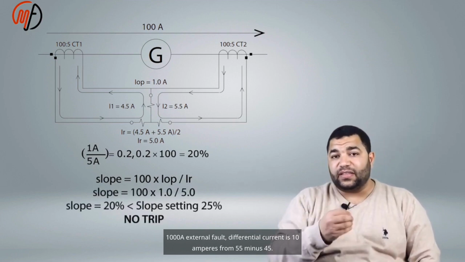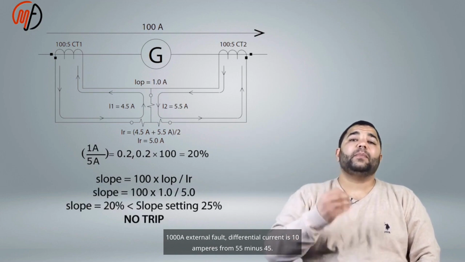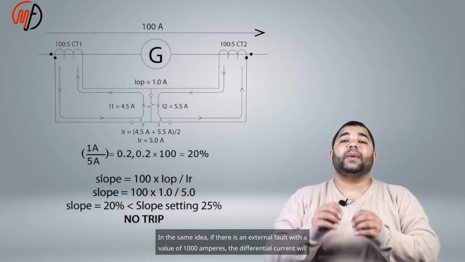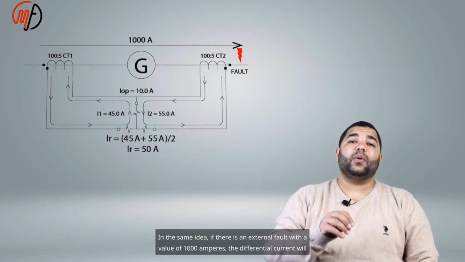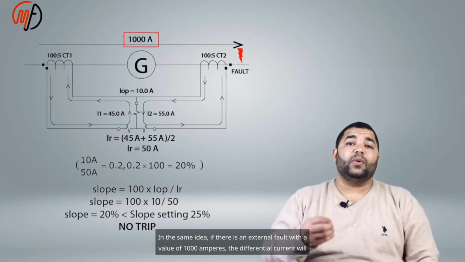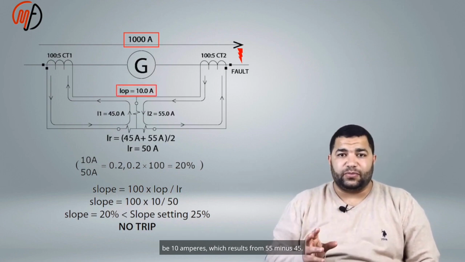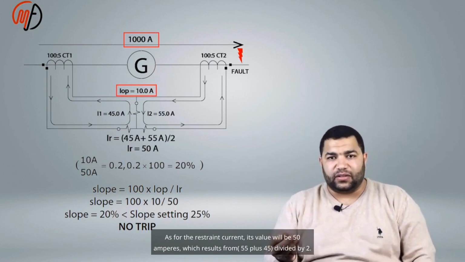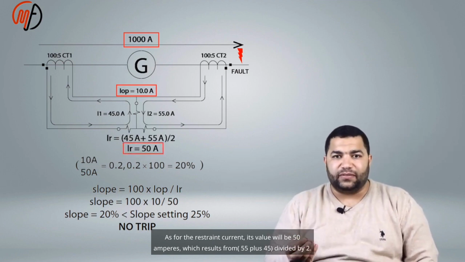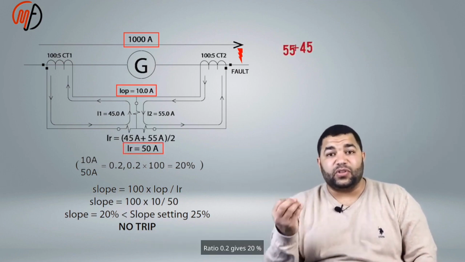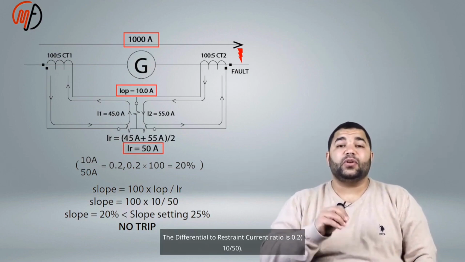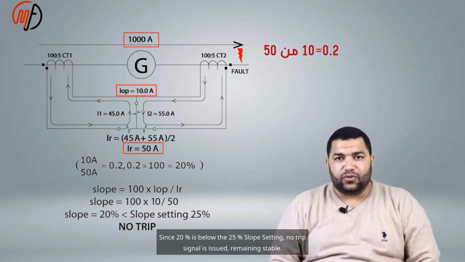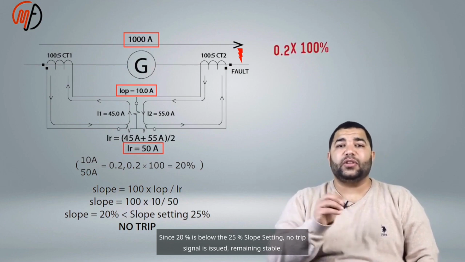1000A external fault: differential current is 10 amperes from 55 minus 45, restraint current is 50 amperes from 55 plus 45, divided by 2. In the same idea, if there is an external fault with a value of 1000 amperes, the differential current will be 10 amperes, which results from 55 minus 45. As for the restraint current, its value will be 50 amperes, which results from 55 plus 45 divided by 2. The ratio is 0.2, which gives 20%. Since 20% is below the 25% slope setting, no trip signal is issued, remaining stable.